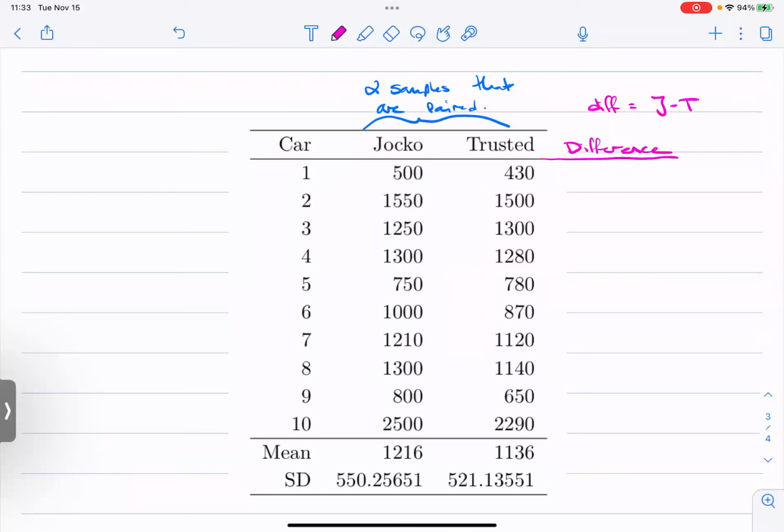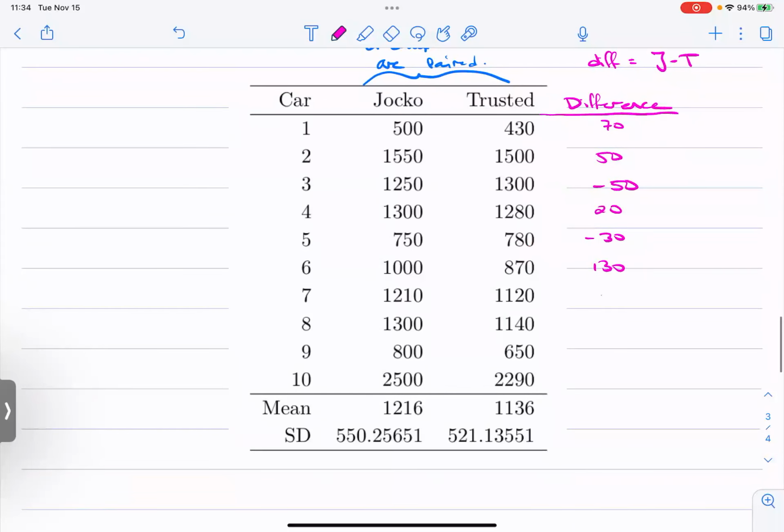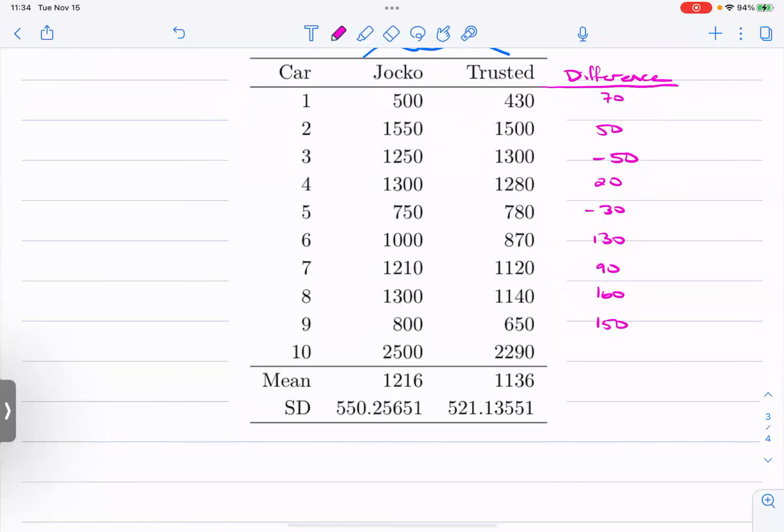Now I have these differences, so let's jot these down. 50, only because there's one coming up here with -50. A negative means that the trusted garage's estimate was $50 higher than Jocko's estimate, which is kind of evidence against this idea of his estimates being higher. But let's see here. 20, again, -30, 130, 90, 160, 150, and 210.